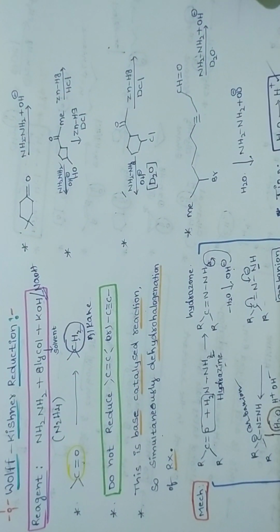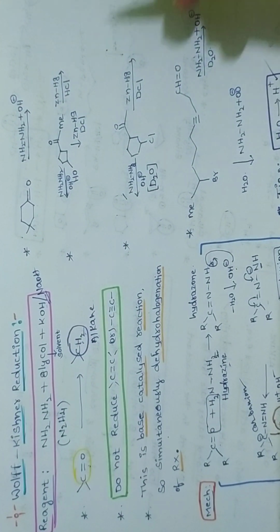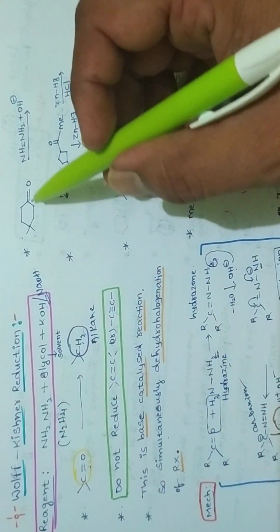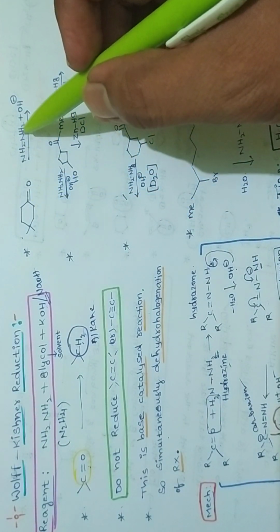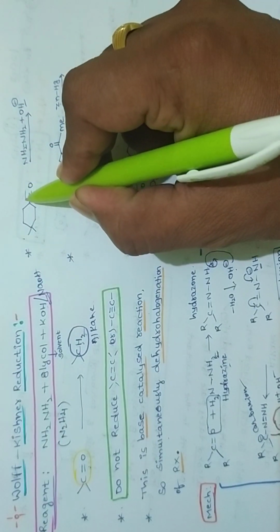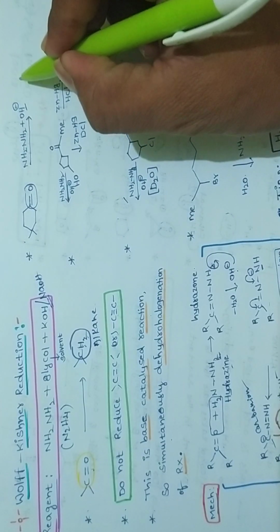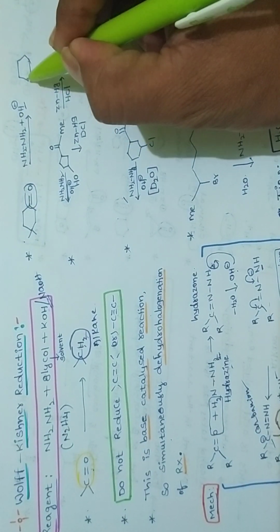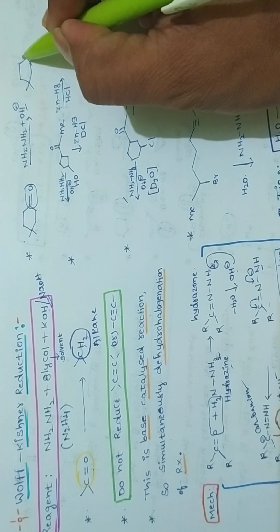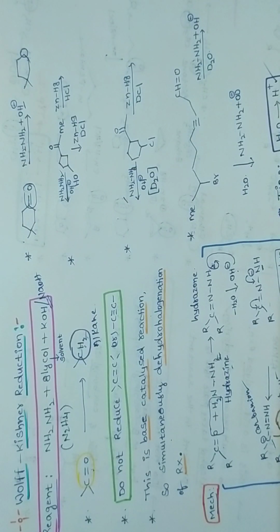Next, now see these questions. Now C double bond O group with NH2 NH2 and hydrogen given in the presence of basic medium. Here the CO group is converting into CH2 group. Now this is called the CH2 group.